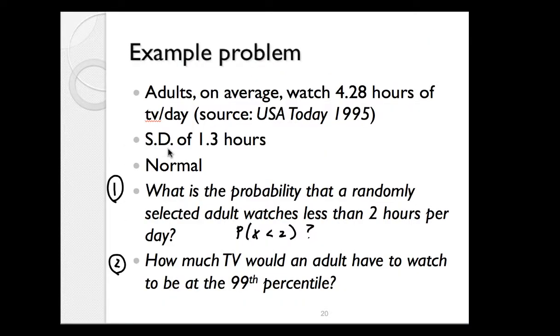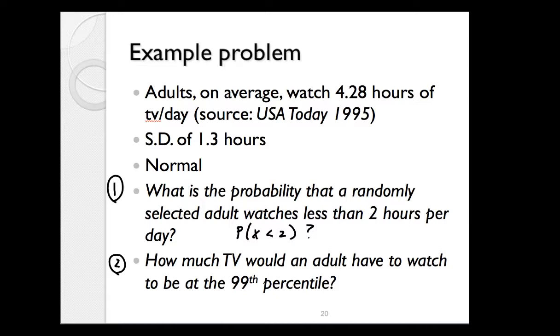So let's look at this next problem. We have an example where adults, on average, the data set says, watch 4.28 hours of TV per day. This data set is quite dated, 1995, and a standard deviation of 1.3 hours. And we're told that the data are normal following the bell shape. There are two questions. We'll address the first one first. What's the probability that a randomly selected adult watches less than 2 hours of television per day? So the probability that X is less than 2.